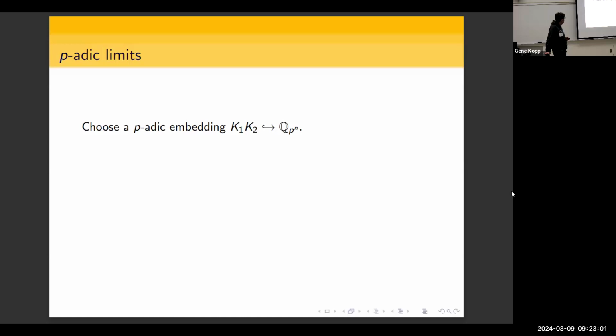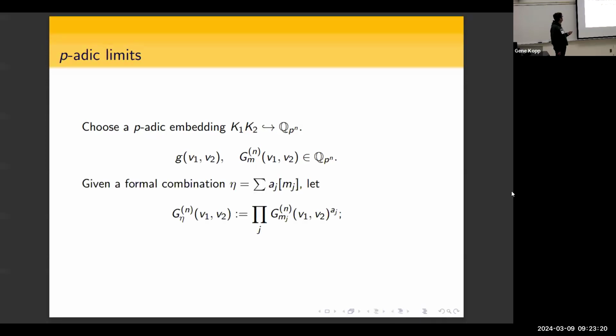And so I choose a p-adic embedding of this field K1, K2 into Q_p^n, the degree n unramified extension of Q_p. I remind you that I have these local Green's functions, the global object, which is defined in Q_p^n after embedding my fields K1 and K2 into Q_p^n.